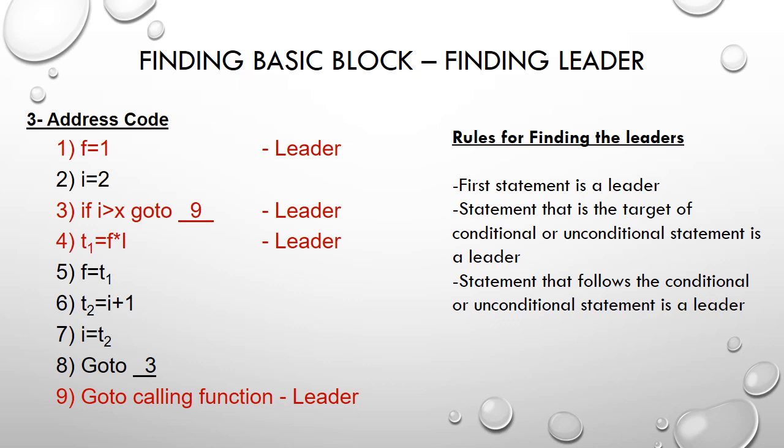The third rule says that any statement that follows a conditional or unconditional jump is also a leader. Statement 3 is a conditional jump, so 4 becomes a leader. Similarly, 8 is an unconditional jump, so 9 becomes a leader. In fact, 9 was already a leader, so according to the rule we have said the same thing again. So now we have four leaders: the first statement, f equals 1, the third statement, the fourth statement, and the ninth statement. By this we have found the leaders, and having found them, we will now attempt to find the basic blocks.